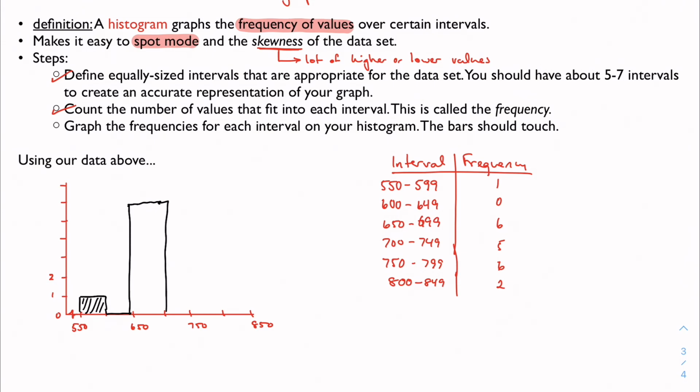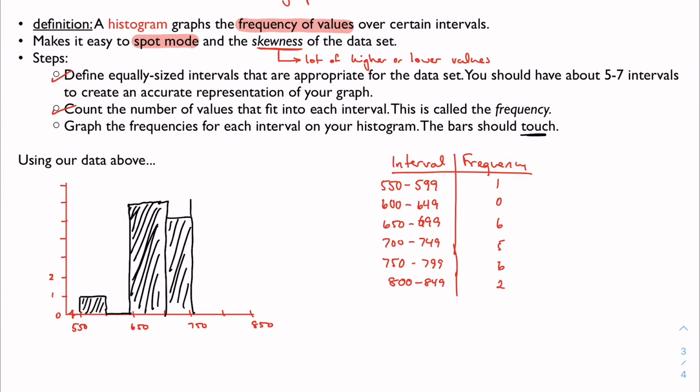I like to draw the horizontal part first and then draw the lines down. I just think it's easier. And again, I would shade this in. I've got 5 from 700 to 749, so there's my 5. And like I said, the bars should touch, and that's because these are continuous pieces of data.